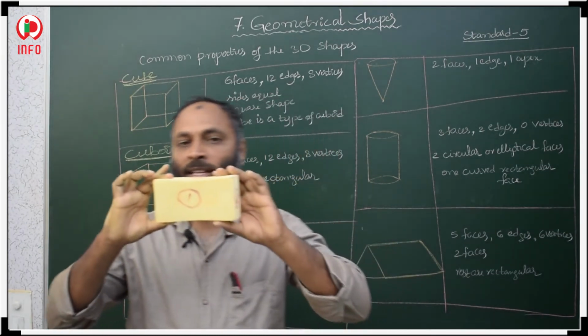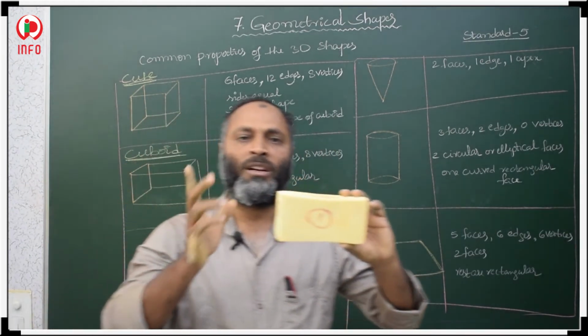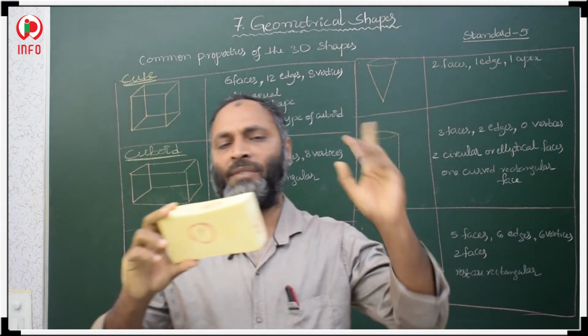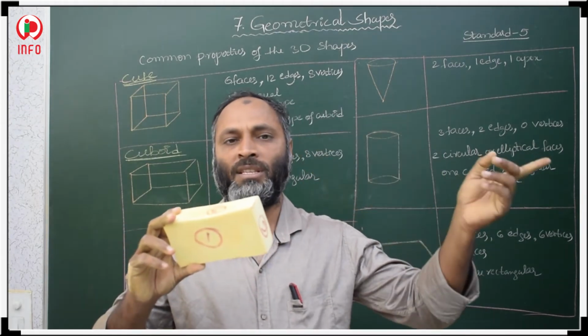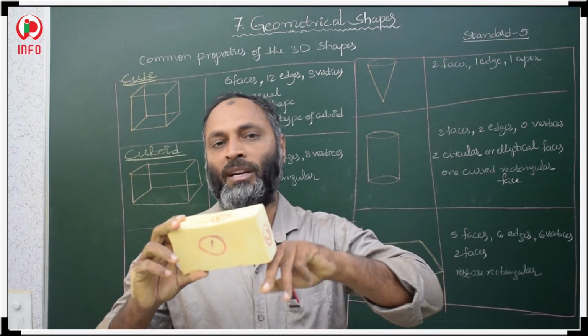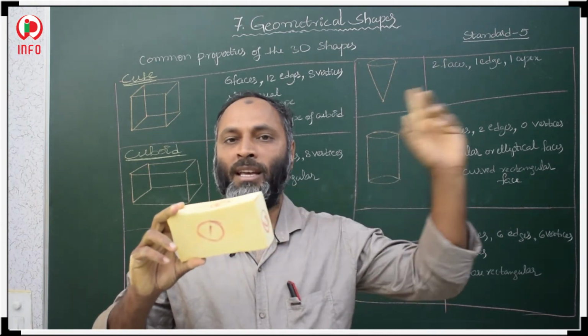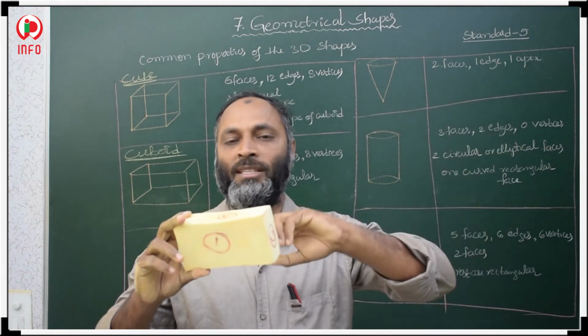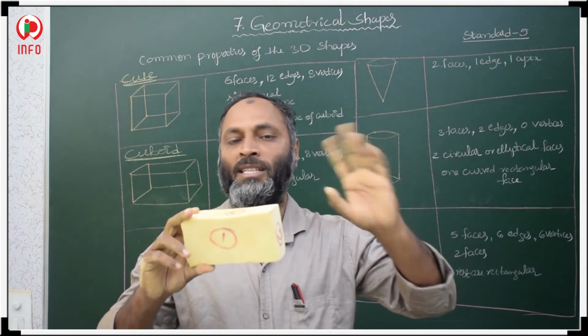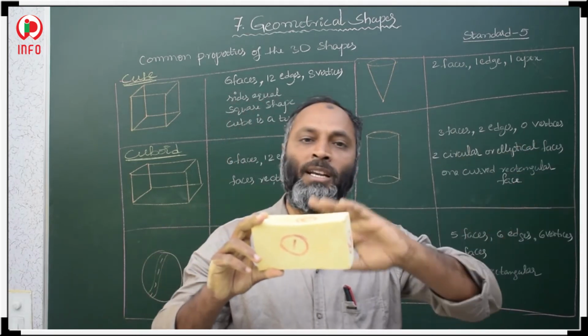So here, cube and cuboid are both the same in this respect. They have the same faces: 6 faces in a cuboid and 6 faces in a cube. And vertices, 8 vertices in a cube and 8 vertices in a cuboid. And edges, 12 edges in a cube and 12 edges in a cuboid.